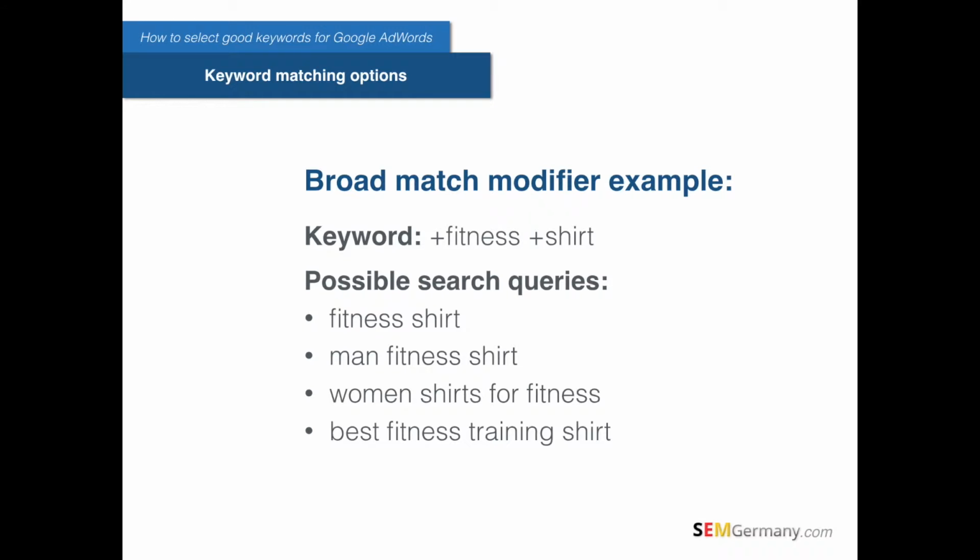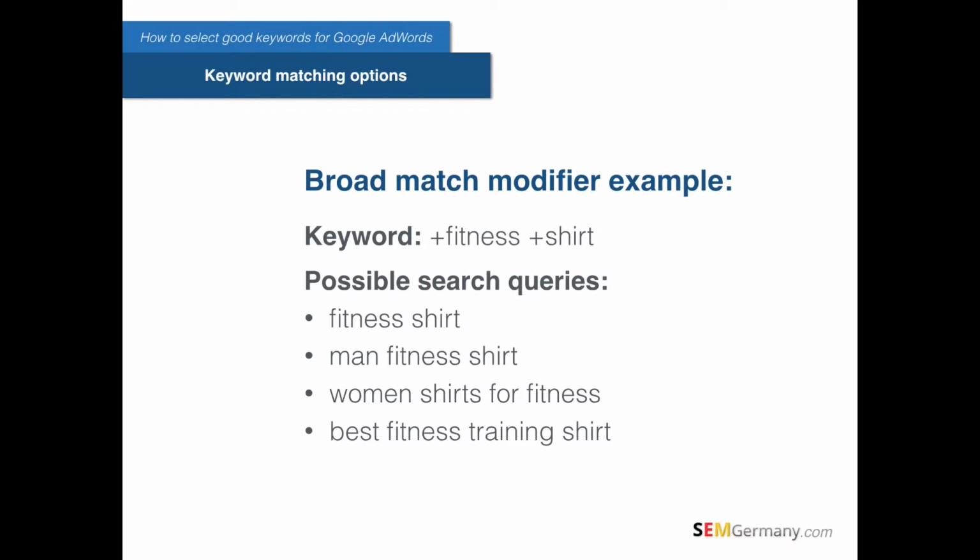So you see, as for the normal broad match option we've talked about before, there also could be additional words within the search phrase, and also the position of the two words fitness and shirt could be different, or it could also be in the plural form, and also typos would be possible. What's not possible though is synonyms. So for keywords with broad match modifier, synonyms such as blouse won't be taken into account. The only condition is that both words fitness and shirt must be part of the search query.